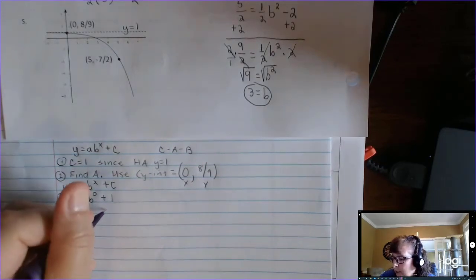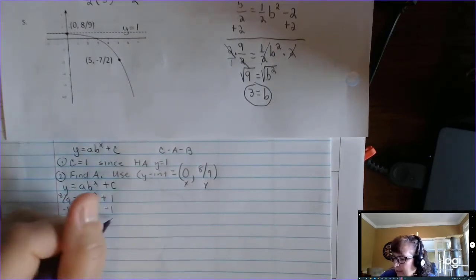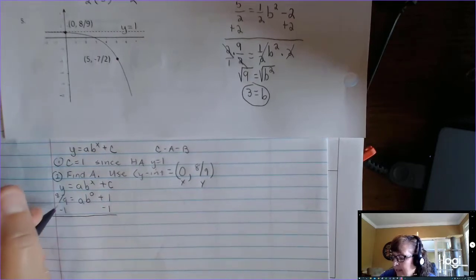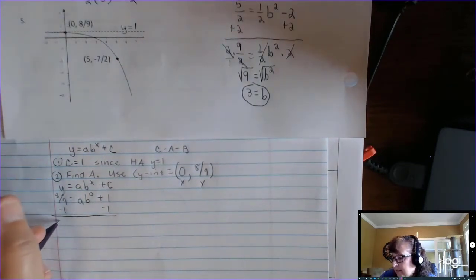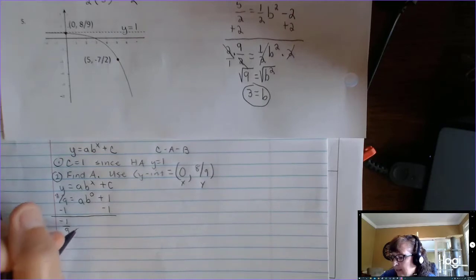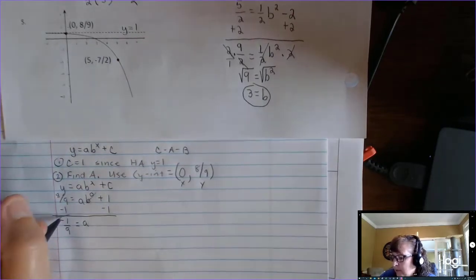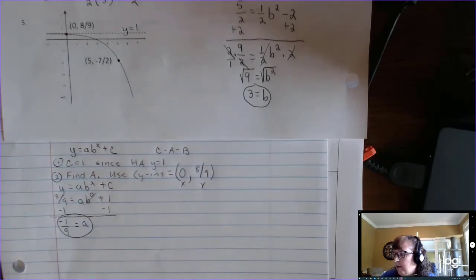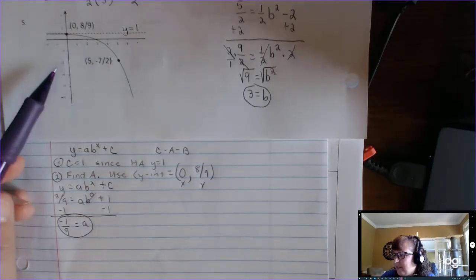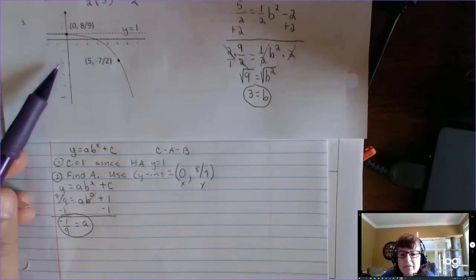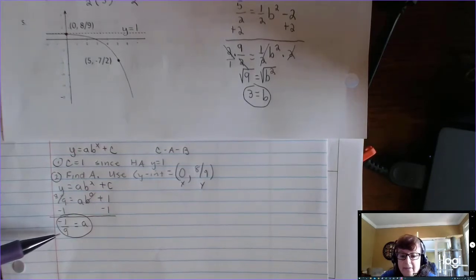So I'm going to subtract 1. 8/9 minus 9/9 is -1/9 equals a. B to the 0 is 1. So there is our a. And as I suspected, our a value is negative because this is a strange looking exponential function. It's been flipped. And a negative multiplied to the function will flip it.